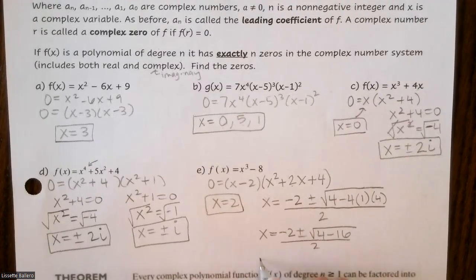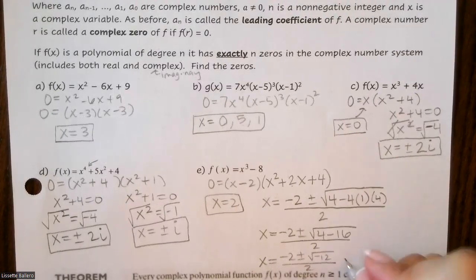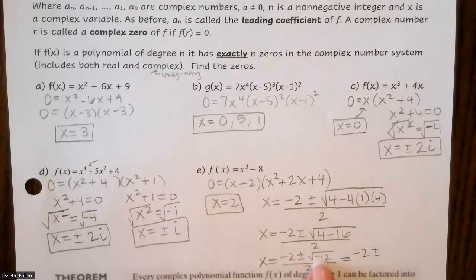All over 2. And so we get negative 2 plus or minus the square root of negative 12 over 2. Now we're going to simplify that radical as we take it out, and we need an i because we've got the negative under the square root. Anytime you get that negative under the square root, you're going to end up with an i.